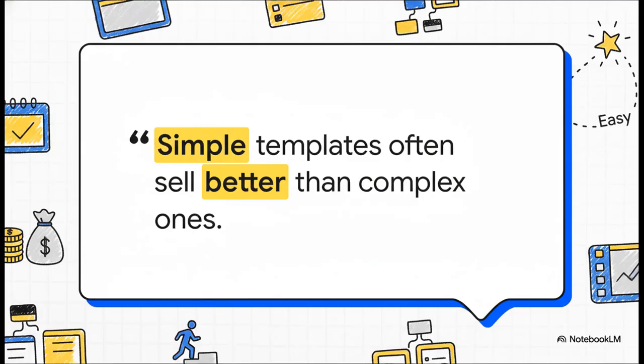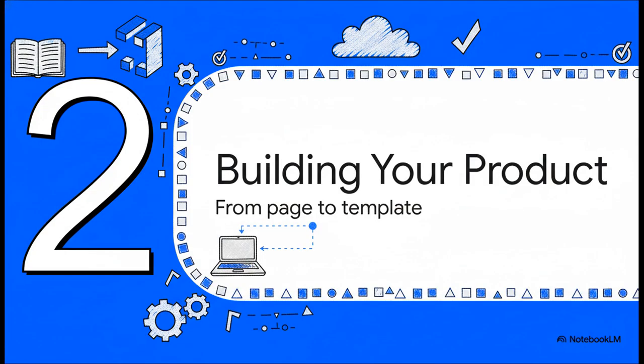And here's something you really need to hear. You do not need to build some massive, super complex system. Actually, a lot of the time, the simple, focused templates sell way better. A clean habit tracker or a minimalist budget planner might be exactly what someone's looking for. So please, don't overcomplicate it. Okay, so once you've got your idea locked in, it's time for the fun part, actually building the thing.